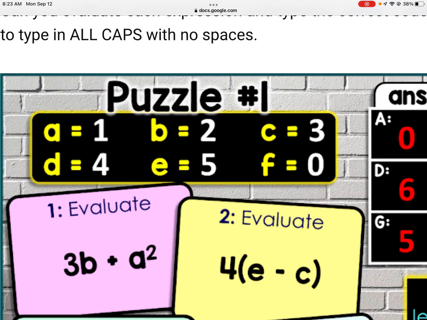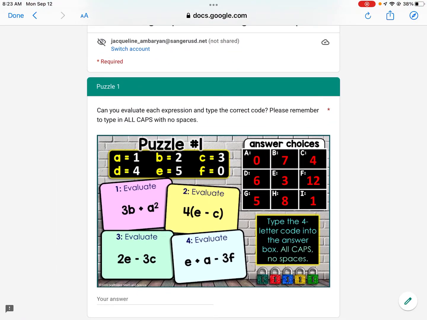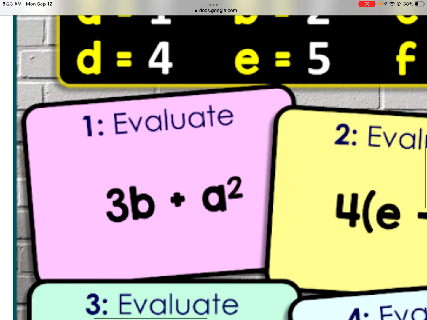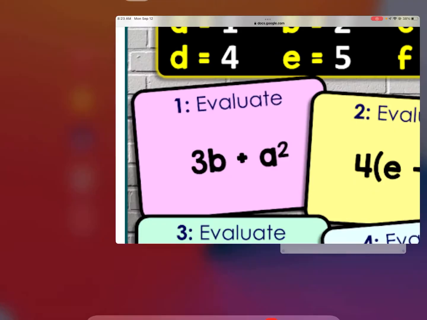So I would plug in a 2 for the b since it says b equals 2. And I'd plug in a 1 for the a since it says it's 1 squared. Okay, so I'm going to do it like I'm you guys. So I'm going to solve this one, 3b plus a squared. So I'm going to go to my extra piece of paper, and I'm using Notability, but you should have an actual piece of paper you're using.